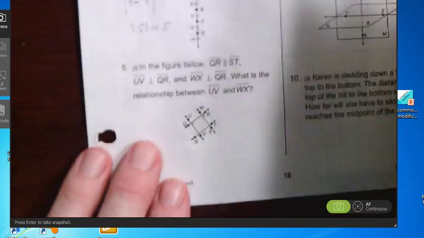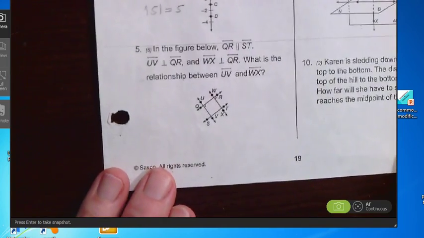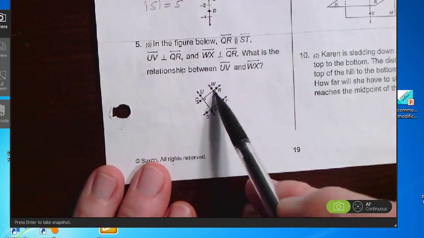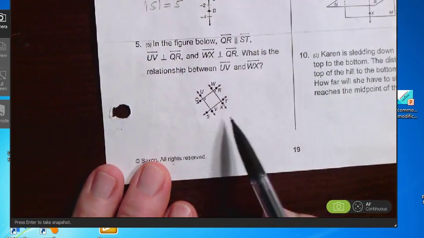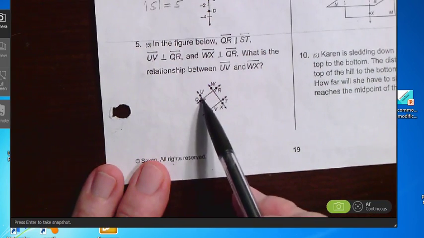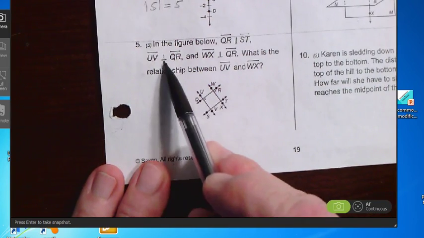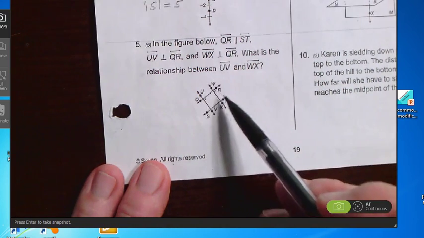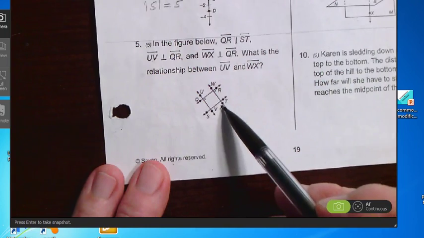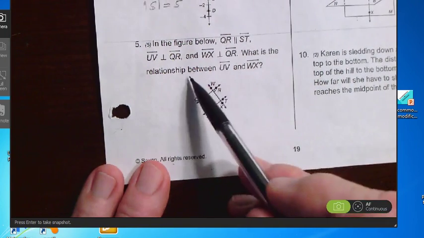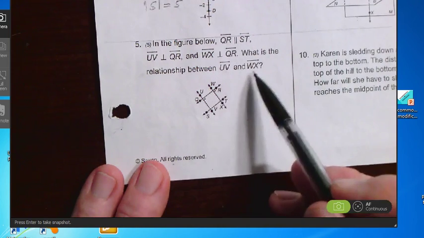All right, let's go to number 5. In the figure below, QR is parallel to ST. UV, which is this line, is perpendicular to QR. And WX is perpendicular to QR. What is the relationship between UV and WX?